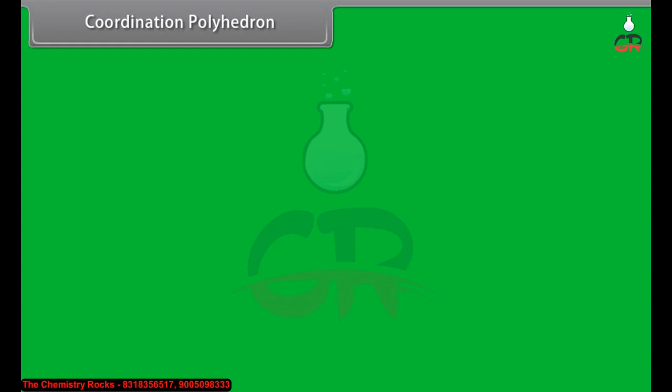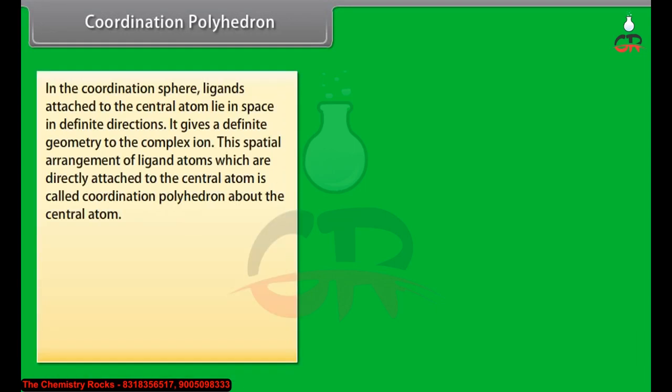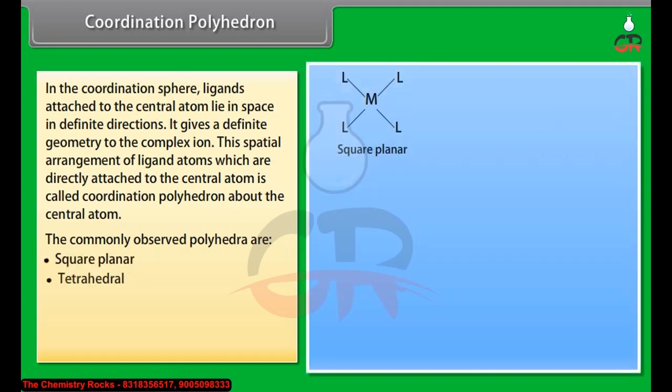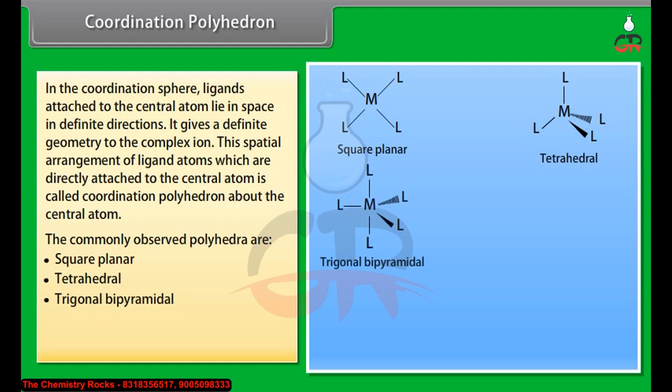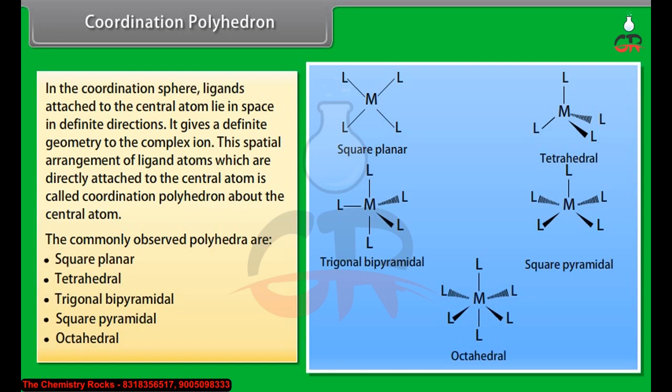Coordination polyhedron. In the coordination sphere, ligands attached to the central atom lie in space in definite directions. It gives a definite geometry to the complex ion. This spatial arrangement of ligand atoms which are directly attached to the central atom is called the coordination polyhedron about the central atom. The commonly observed polyhedra are square planar, tetrahedral, trigonal bipyramidal, square pyramidal, octahedral.